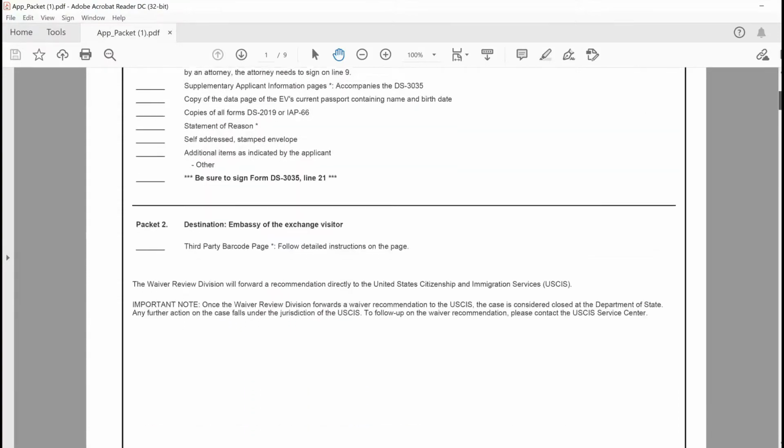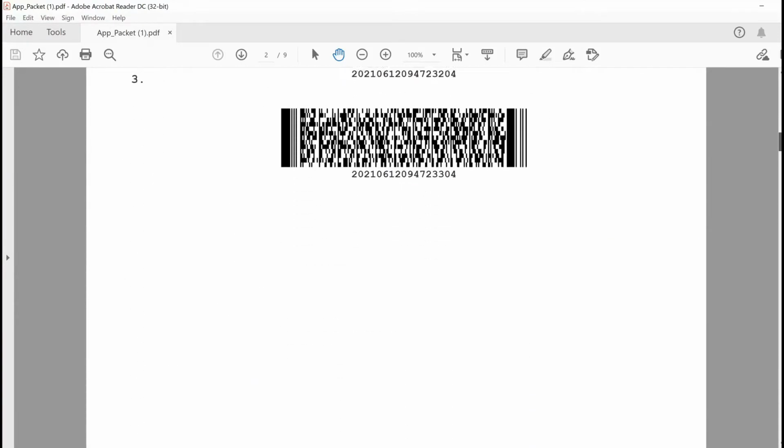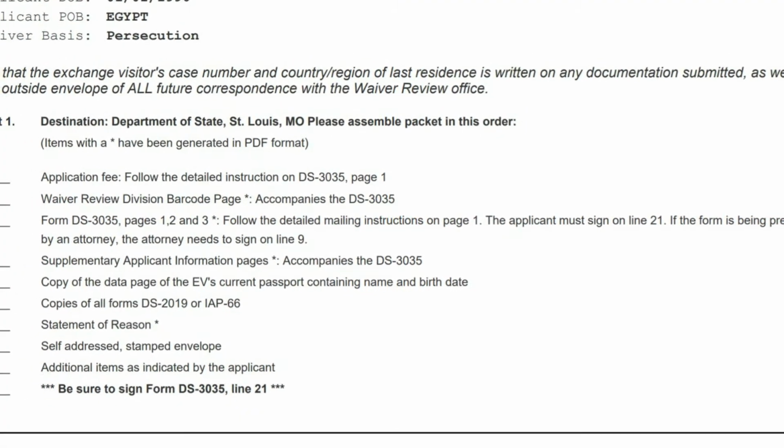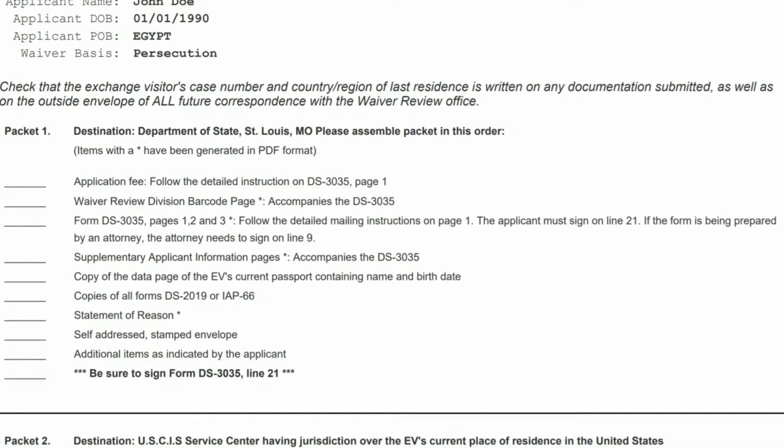Now, while the Form DS-3035 can be completed online, it cannot be submitted electronically, and that's why after completing your DS-3035, you would have to print out a completed form and mail this to the U.S. Department of State. Now, once you've completed the online Form DS-3035, a 7-digit case number on a barcoded PDF document will be generated containing your J1 visa waiver application. Now, this PDF will also include a checklist that explains how your application should be organized and what next steps you have to take in order to mail your application. The exact locations where you're going to be mailing your Form DS-3035 will depend on the basis for which you're applying for a J1 visa waiver.